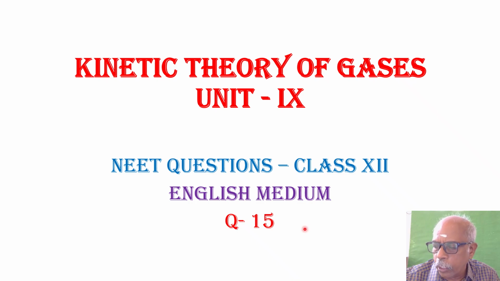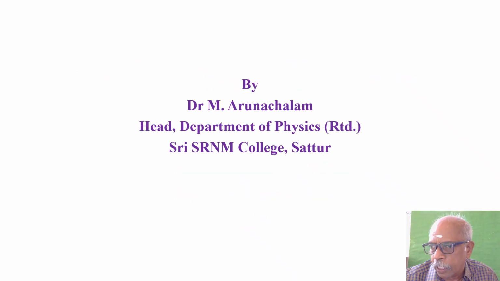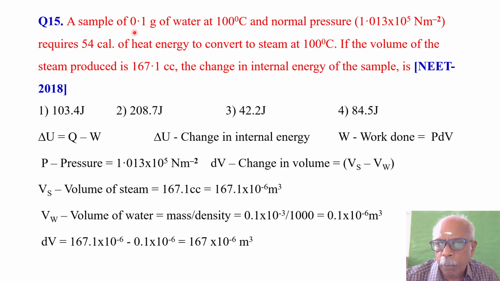In today's video, we are going to solve a multiple choice question from unit 9 of your syllabus, that is kinetic theory of gases. Now the question is, a sample of 0.1 gram of water at 100 degrees C and normal pressure. What is normal pressure? 1.013 into 10 power plus 5 Newton per meter square. That you know very well. It requires 54 calories of heat energy. Normally for heat energy we will give it in joules. Here it has been given in another unit, that is 54 calories. How to solve this? Let us solve the problem.